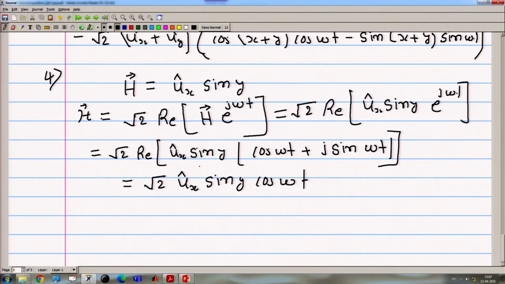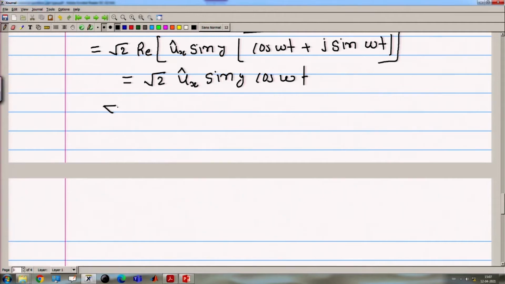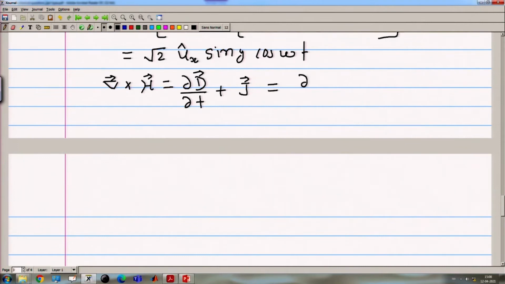And from the Maxwell equation we can write del cross H equal to del D by del t plus J. Because it is a source free region, as written in the problem, J will be equal to 0 and D we can write as epsilon into E. So, E will be here in the instantaneous form. So, del cross H is del by del t of epsilon E plus 0.